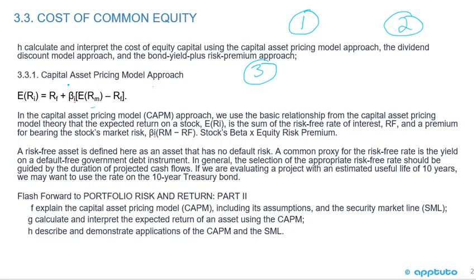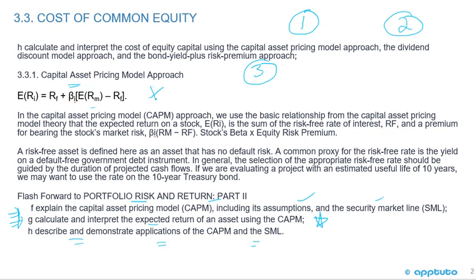We're starting here with the capital asset pricing model, and I just want to show you that if you flash forward to the portfolio risk and return part 2, there are three LOSs with regards to CAPM. One is to explain the capital asset pricing model, including its assumptions and the security market line. But more importantly, there's an LOS to calculate and interpret the expected or required return of an asset using CAPM. So that's the exact same thing that we're doing here in the corporate finance section. And then finally, there's an LOS to describe and demonstrate applications of the CAPM and the security market line.